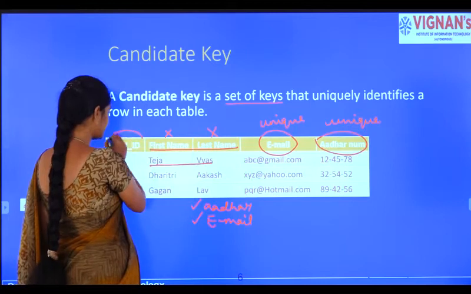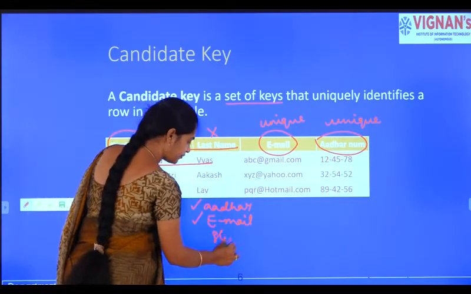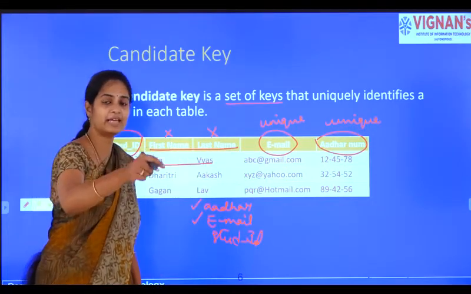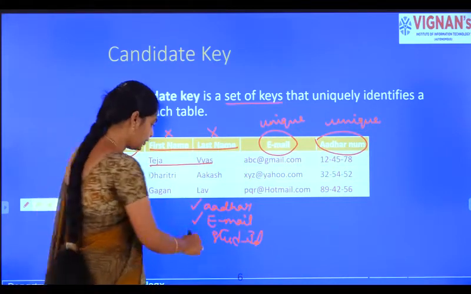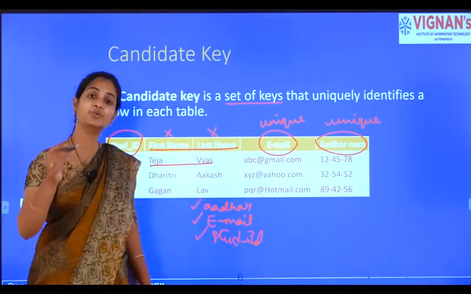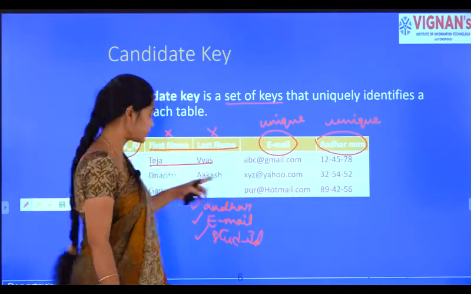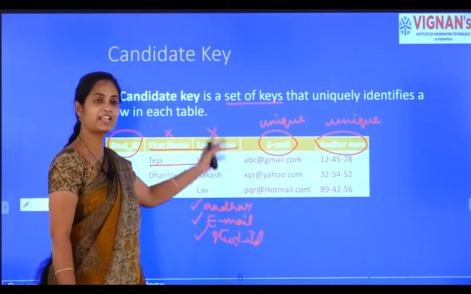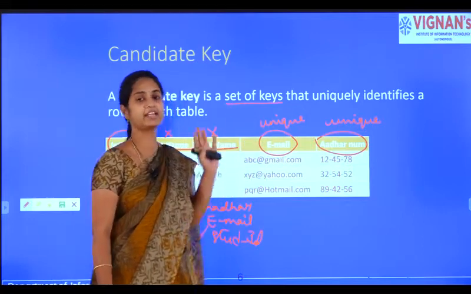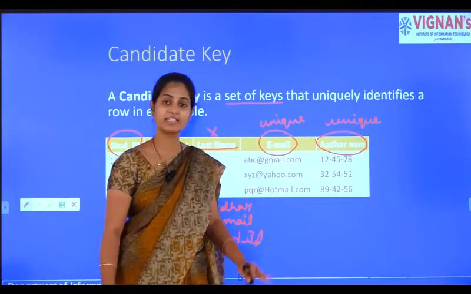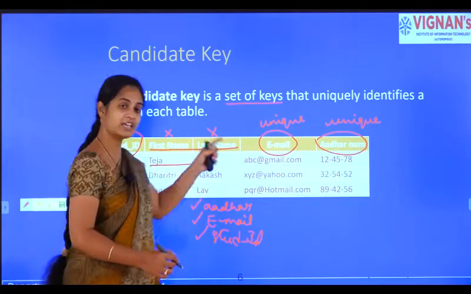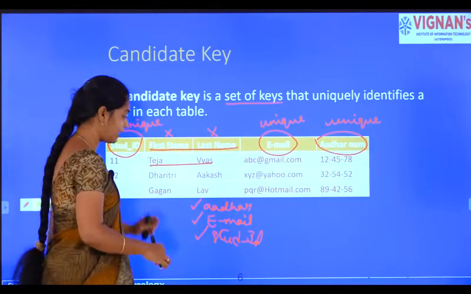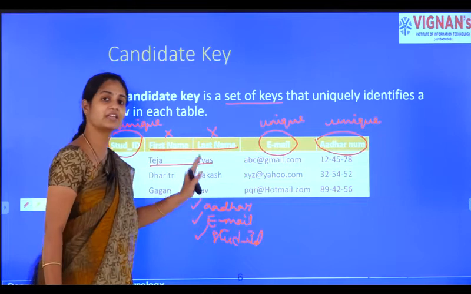Take student ID. What happens with the student ID? When any student comes and joins any institute, a unique number will be allocated to the student. So using the student ID, you can uniquely identify the entire tuple, right. If I say the student ID is 11, who is that person? He is Teja, who has the last name Vyas, his email ID is abc@gmail.com, and he has the Aadhaar number. So student ID is also unique here. Now how many unique keys are there? 3 unique keys are there.